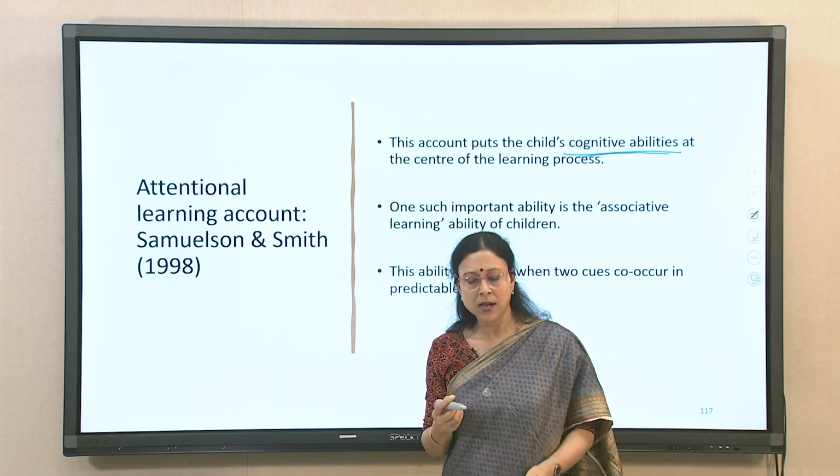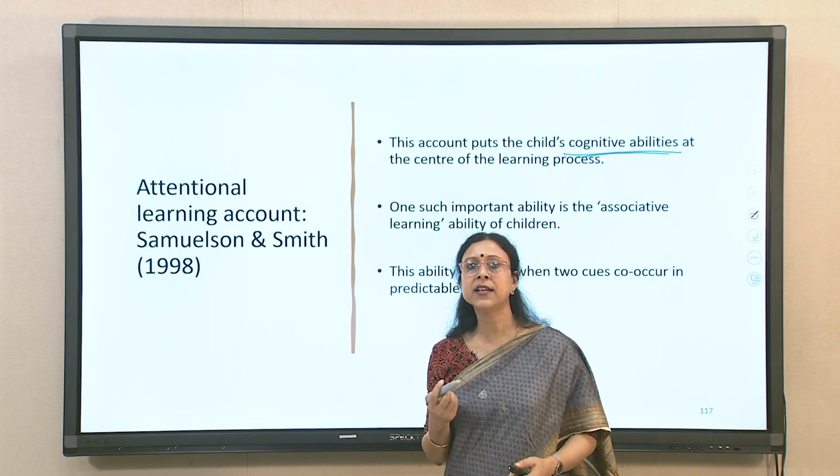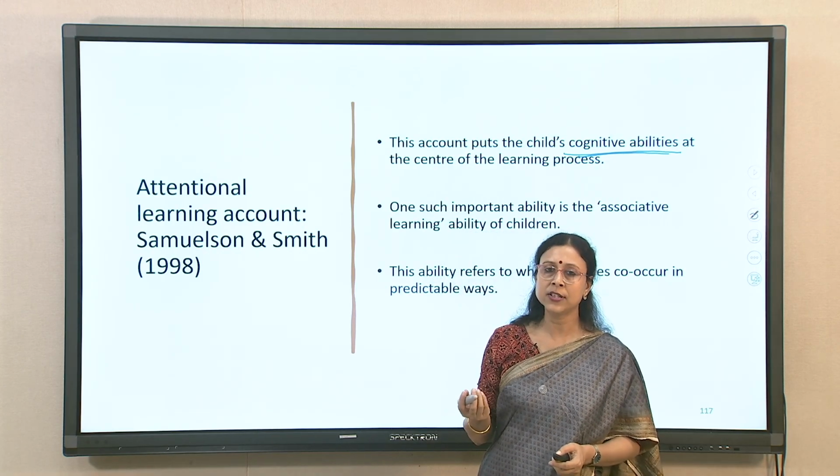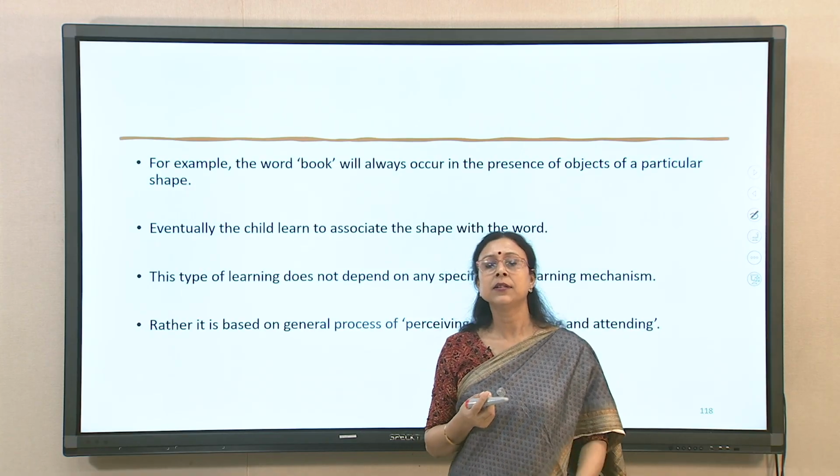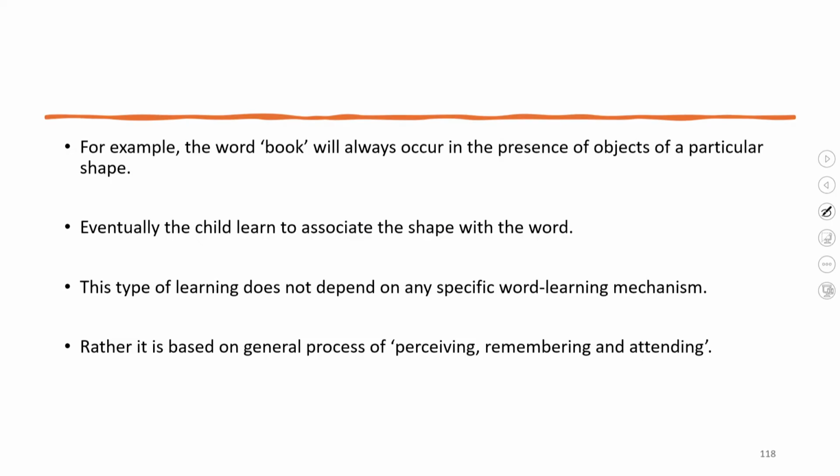So, this kind of creates a prediction for that name to occur with this object. For example, if the word book occurs in the presence of a particular kind of shape of an object, then the child will eventually learn that this is what it means. So, every time you see a book, you call it a book. Over a period of time, because of this constant co-occurrence, they will learn that this is how it is. This is how the mapping is done. So, eventually they learn to associate the shape with the word.